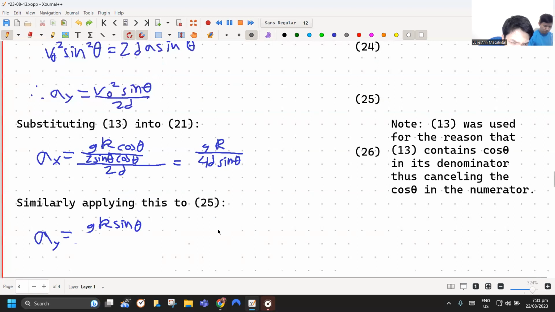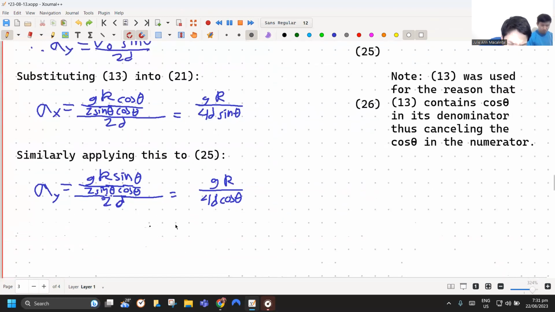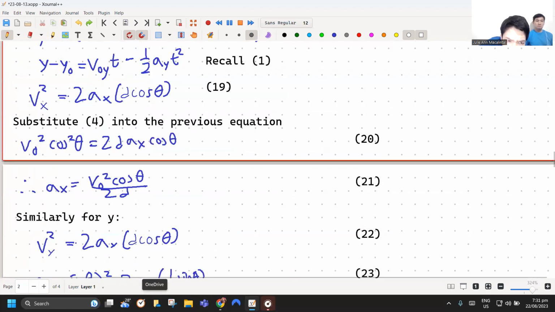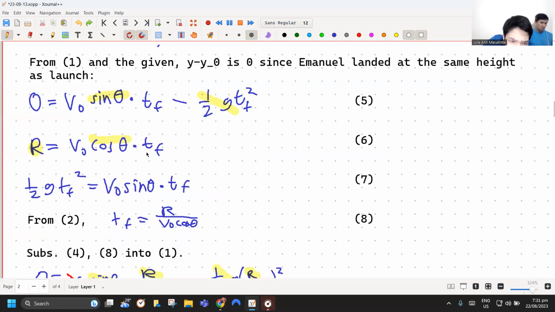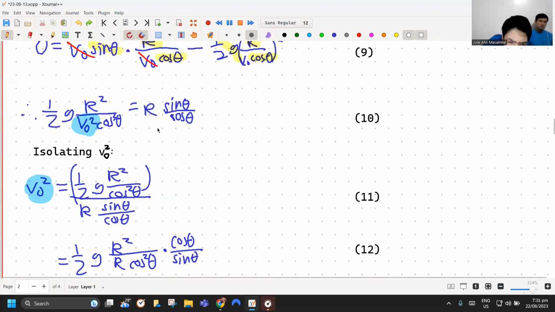Similarly for AY, we can do the exact same thing, just replacing every mention of x with y and changing the cosine into sine. Because in the x component, cosine was used, and in the y component, sine was used. In equation 4, cosine was used. In equation 3, sine was used.